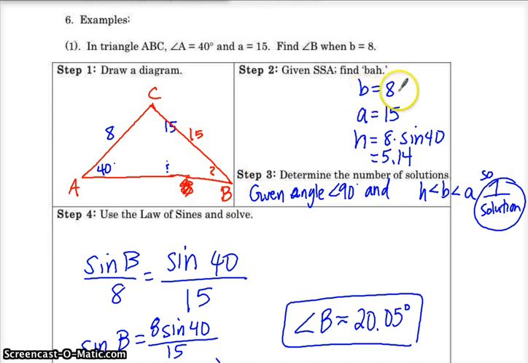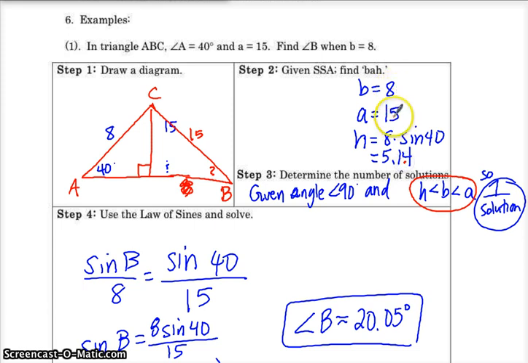So I have my B, which is 8, I have my A, which is 15, I have my height. My height is 8 sine 40. So my height in this scenario is equal to 5.14. Well, this is no special case, right? So A is definitely longer than the H, so that means the triangle exists.